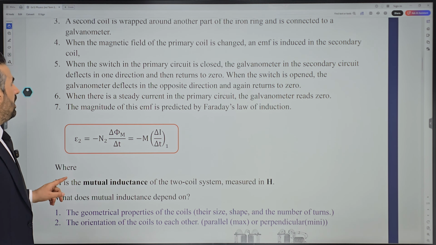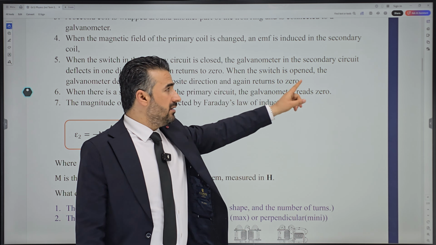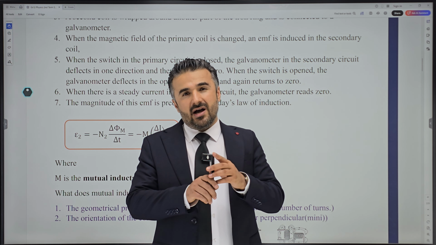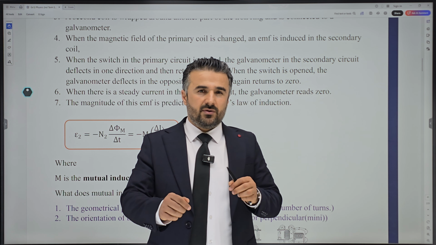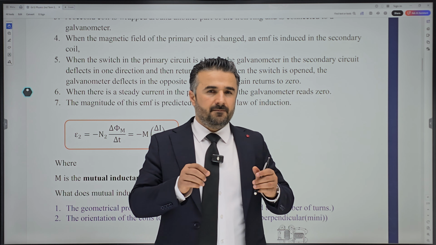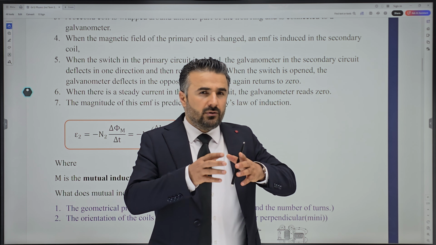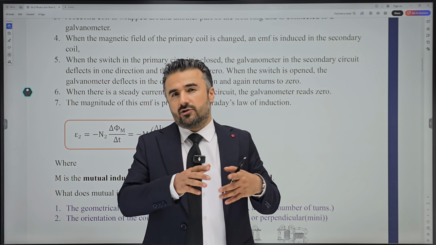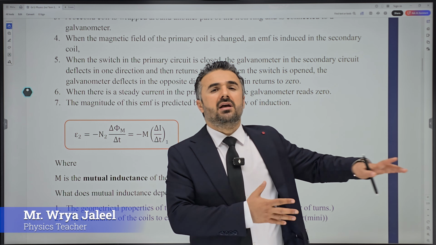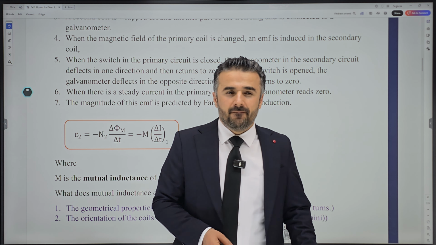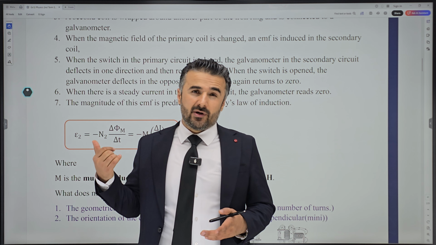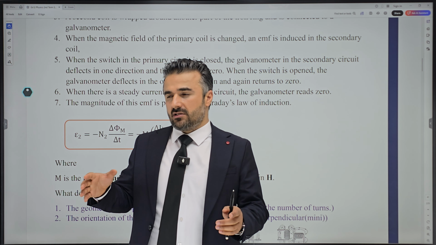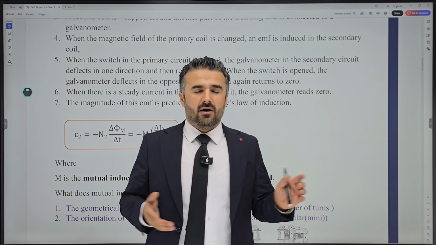When the switch of the primary is closed, by the way, the galvanometer in the secondary circuit shifts to the right and then goes back to the other side, because as you turn the switch on, the magnetic field changes until it fully grows around the coil. Then there's no change in the magnetic field anymore, so there's no EMF in the other coil anymore. As long as the magnetic field is changing in the primary coil, EMF in the secondary coil will be induced. When the magnetic field doesn't change anymore, no EMF will be induced.